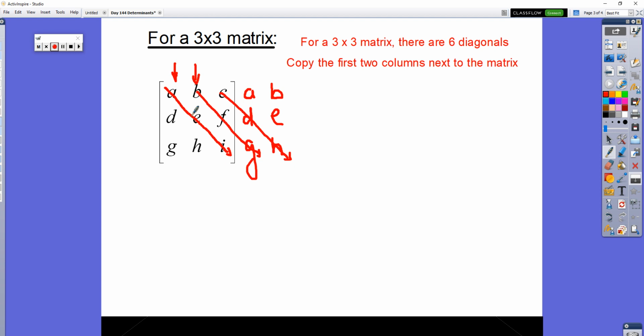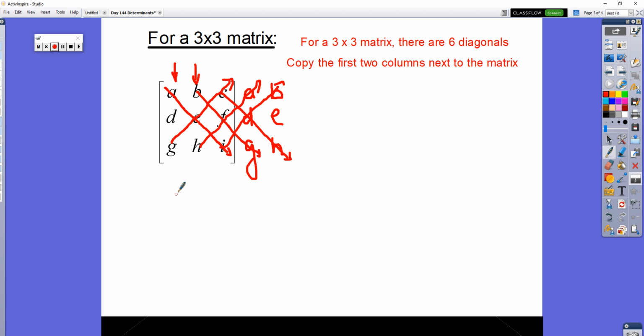So we've got 3 diagonals heading in this direction from the upper left to the lower right, and 3 diagonals heading in this direction from the lower left to the upper right. Again, any diagonal that's headed downward from left to right is considered to be going the correct way, and therefore you leave the product alone. And any diagonal that's coming back from lower left to upper right is considered to be going the wrong way, so we'd be subtracting all of those.